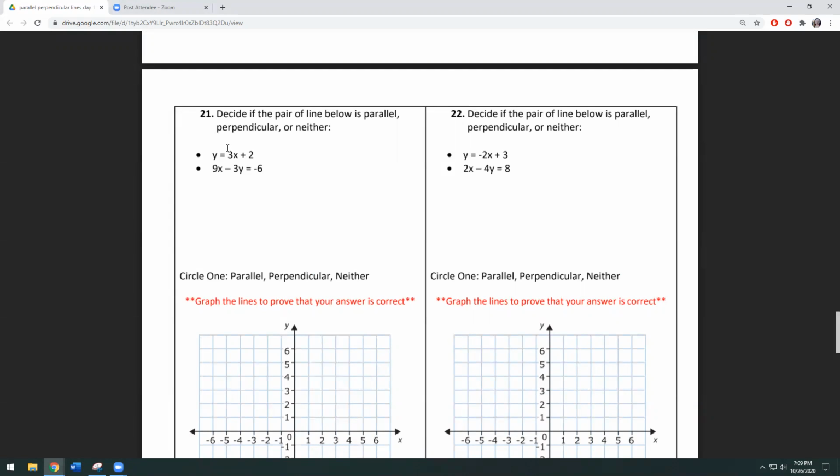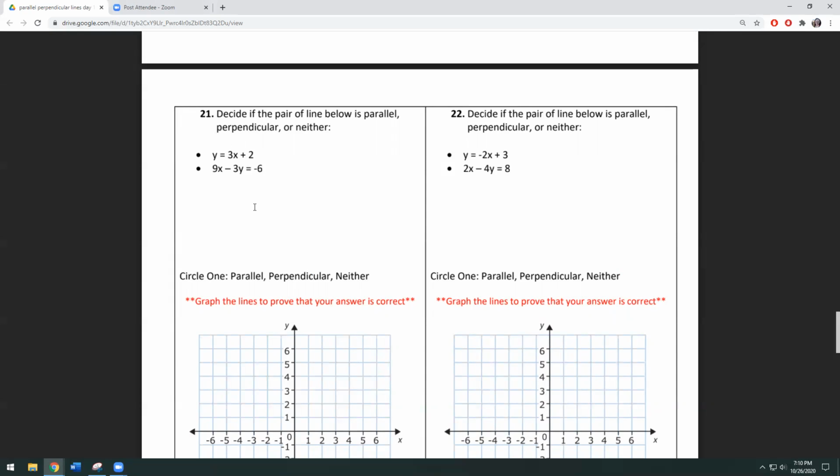If it's parallel, it has the same slope and different y-intercepts. If they have the same slope and the same y-intercept, it's just the same line. It's not parallel lines. They are the same exact line. Perpendicular, doesn't matter what the y-intercept is there, but you have to have opposite reciprocal slopes. Neither is anything else that you run into. So you will have problems that are neither.